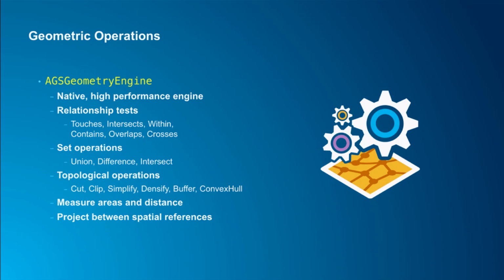So apart from spatial analysis, you can also do very simplistic geometric operations using runtime. There's a high-performance native geometry engine that's implemented completely locally. So you don't need access to any service, and it's incredibly fast. And you can perform simple topological operations like simplifying geometries, densifying them, or buffering them. Or you can find relationships between geometries, like which ones intersect or which ones overlap. And you can even measure areas and distances using the geometry engine. It's very powerful.